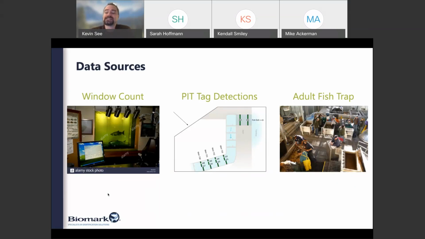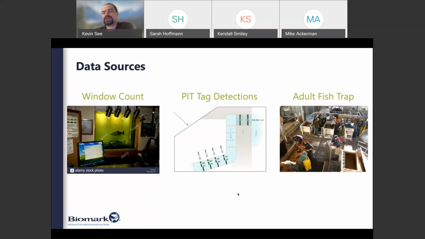Another one would be PIT tag detections as the fish swim up and through the fish ladder. This is just a little diagram showing the top of the fish ladder before they exit into the Snake River. And you can see there's a number of different PIT tag antennas located within the ladder to get detections of previously tagged fish. So these would be primarily fish that were tagged as juveniles before they left for the ocean, or possibly coming back as adults at one of the lower dams like Bonneville. And you can get information about what's going on with those fish when they're crossing the dam from that sort of information.